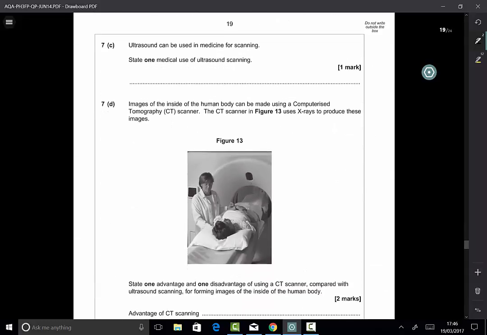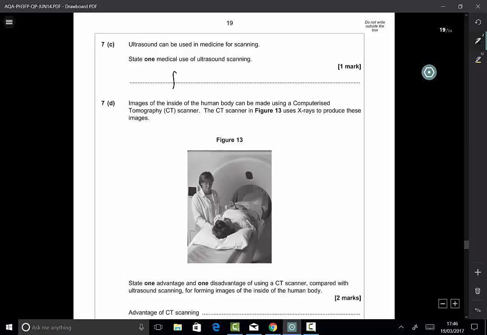Okay, ultrasound can be used in medicine for scanning. State one medical use of ultrasound scanning. So looking at babies, fetal scanning.